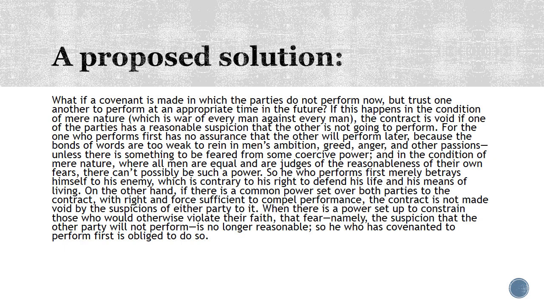And so here's how Hobbes proposes to get out of the state of nature. And he proposes a kind of agreement. That's what the term covenant means here. He says, what if a covenant is made in which the parties do not perform now, but trust one another to perform at an appropriate time in the future? So, what he's talking about here is a kind of long standing agreement. And that's the kind of agreement that a social contract is. It's a long term agreement between all people who are party to the agreement, all parties of the society.